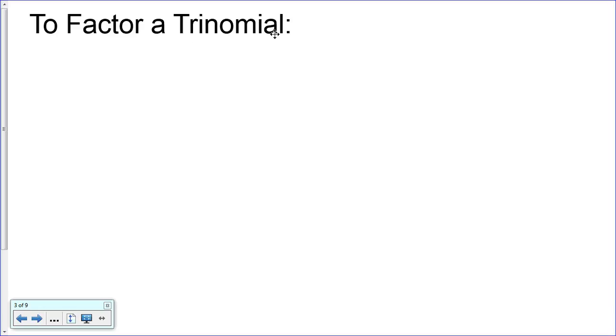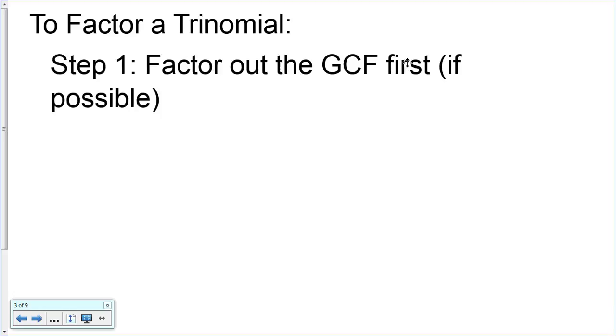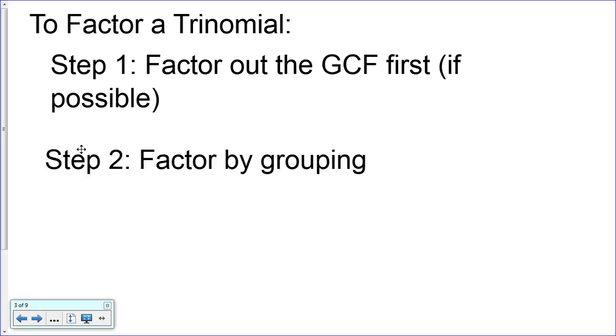So to factor a trinomial, our step 1 is to factor out the GCF first, if it's possible. So there are going to be some trinomials where they don't have a GCF. So if they don't have one, you just skip this step and move on to the next one, okay? Step 2 is to factor by grouping, okay? This is a specific way to factor a trinomial. It basically just draws it out so it's into a polynomial rather than a trinomial, and we can do GCF factoring and split it into binomials. So it's a little bit easier in my opinion.